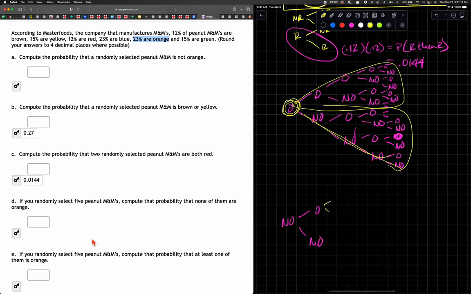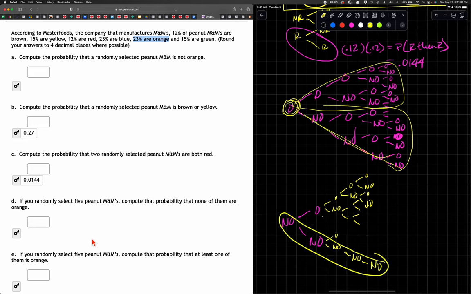Now when I look at these, orange, not orange, 1, 2, 3, 4, 5. You get the gist. The bottom line is I want to get to this. That's the only branch that doesn't have any orange. So it's the one that represents the probability that none of them are orange. It's only this bottom one, because as soon as I get an orange here, all those branches go away. As soon as I get this one here, all those branches go away.